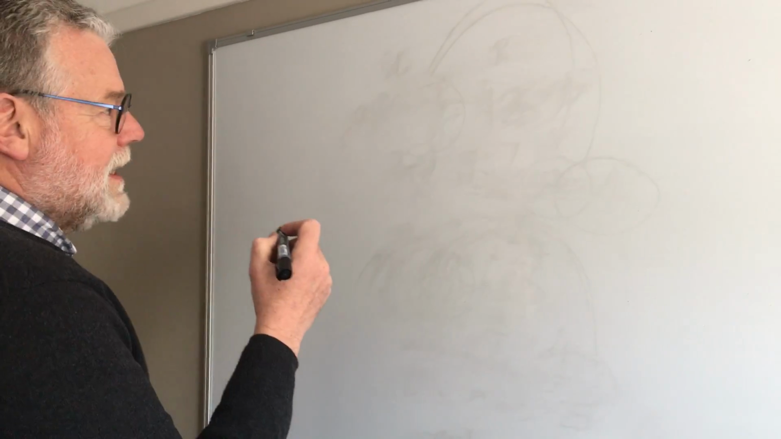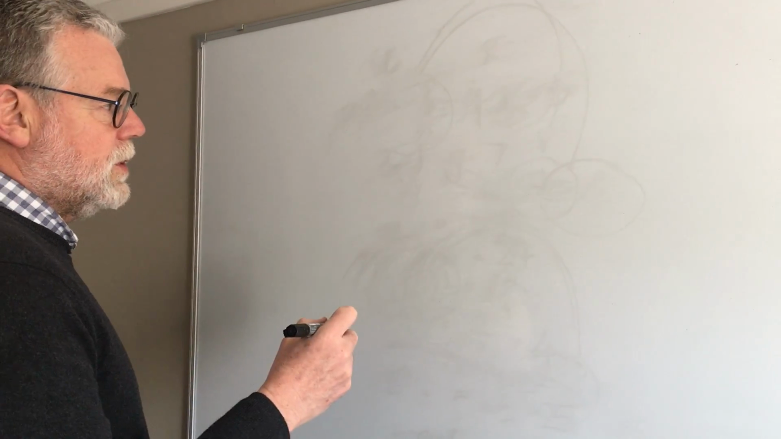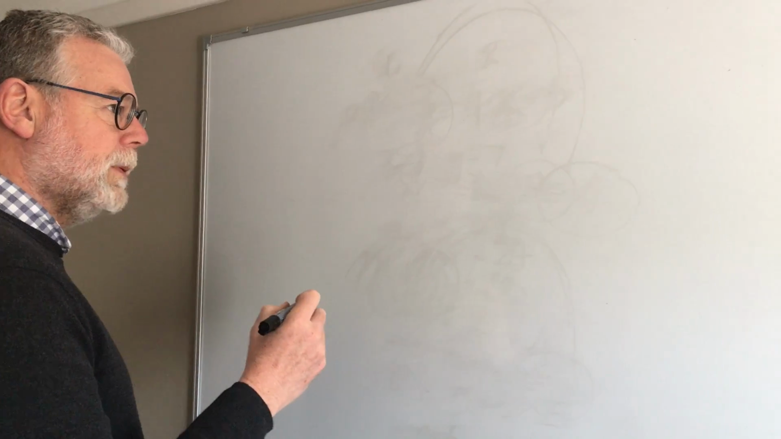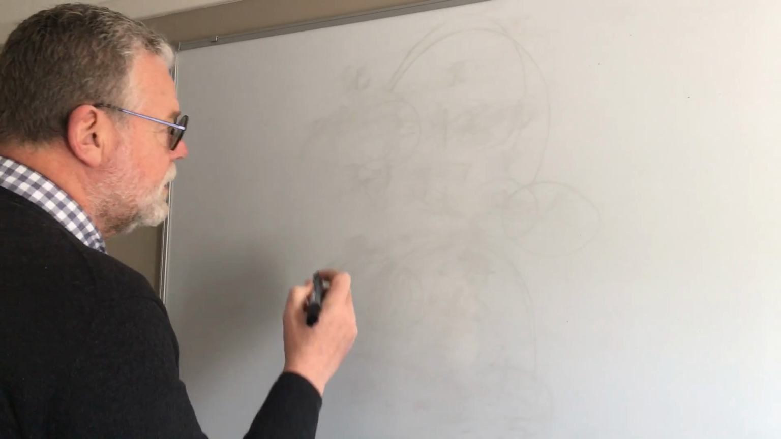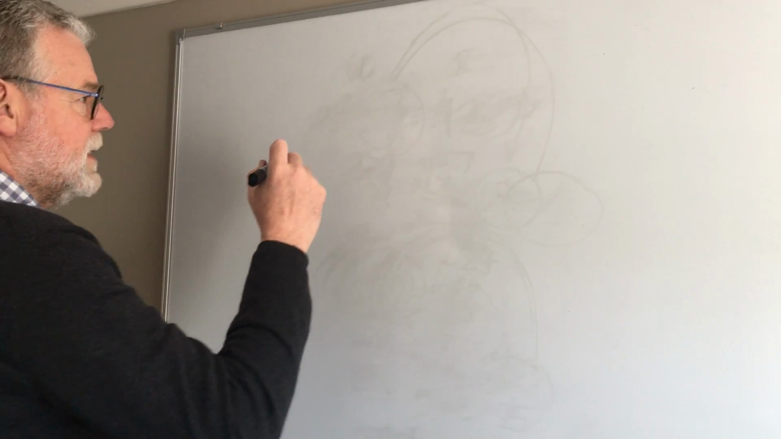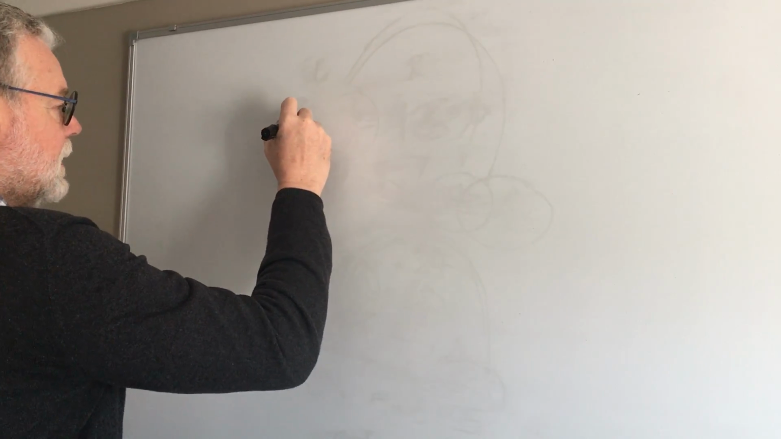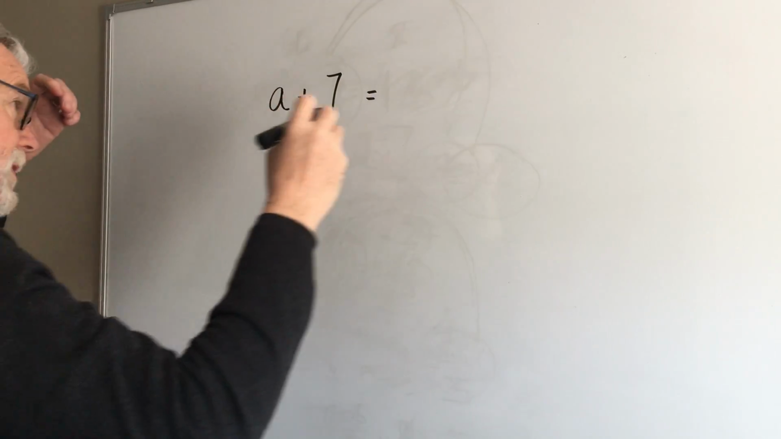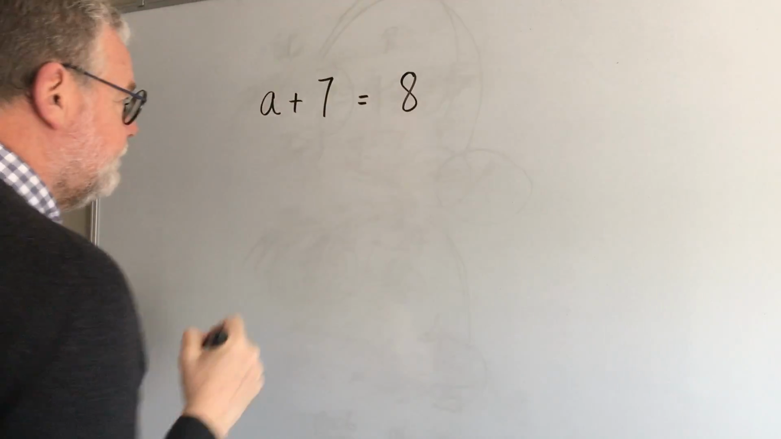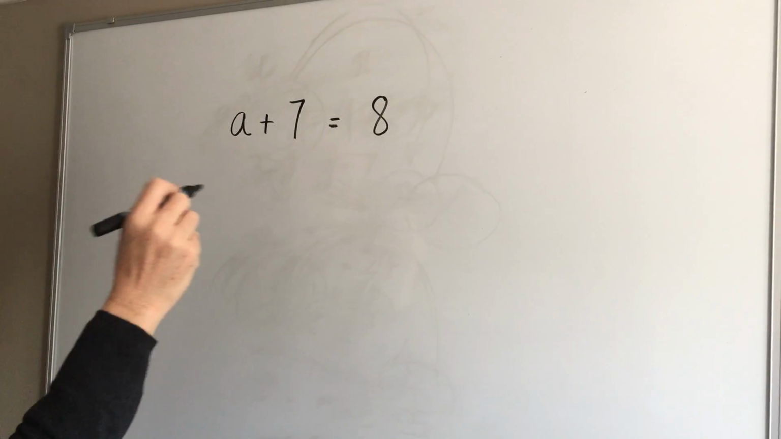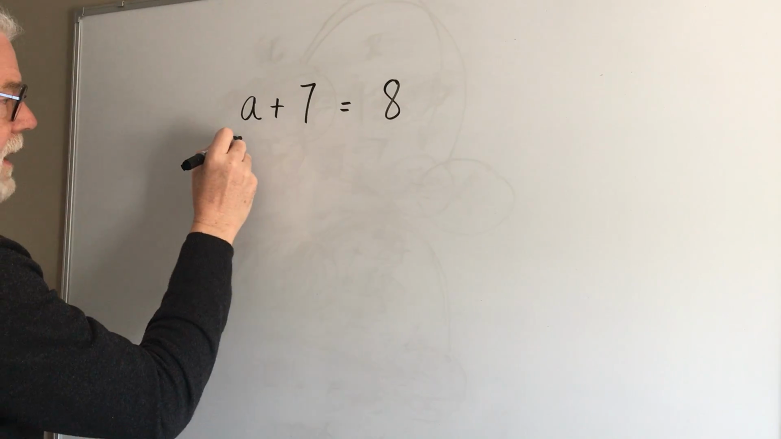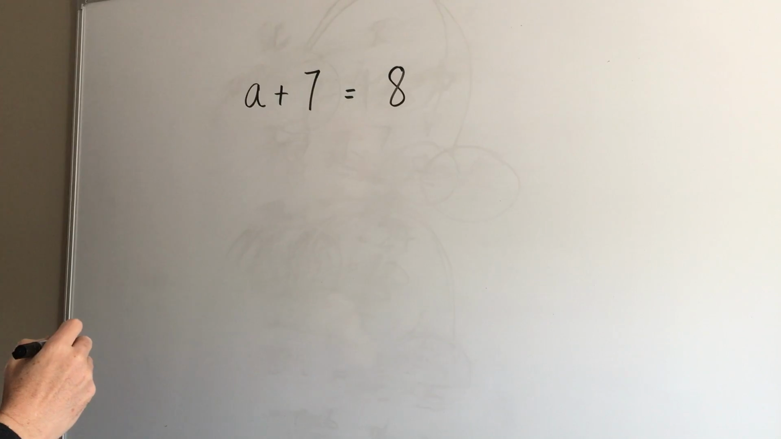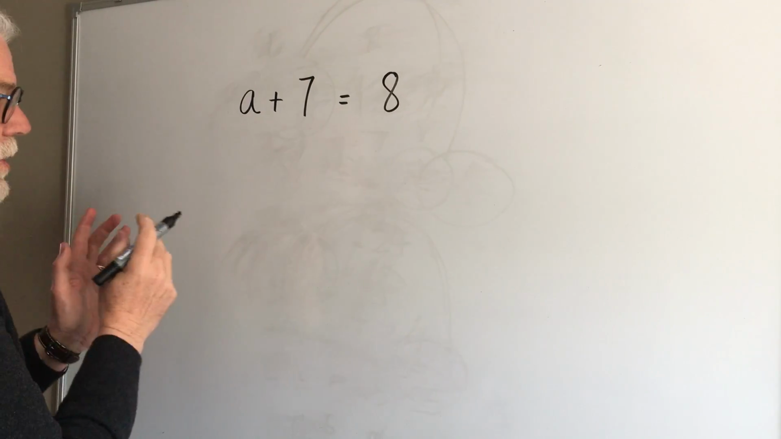Now we're going to have a look at how we use our understanding of the inverse operation to help us solve simple algebraic equations. So let's, for instance, say we had a plus 7 equals 8. Now when we talk about solving algebraic equations, what we're really doing is saying we want to find the value of that letter. So that means we have to have the letter on its own.